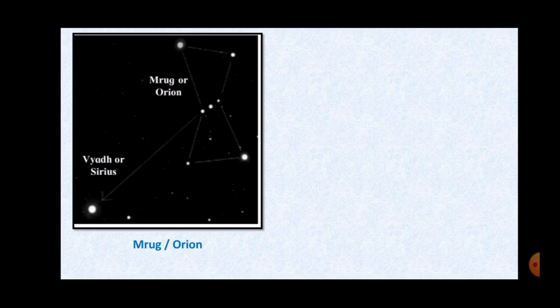Then next is Mrag Nakshatra or Orion. Now it has very bright stars and they are very clearly seen on winter nights. It has a group of 7 to 8 stars and they are at the corners of a quadrangle. And if we pass a line through the middle stars of the constellation, it meets a very bright star which is called Vyad or Sirius. As you can see, Vyad or Sirius and the Mrug or Orion.